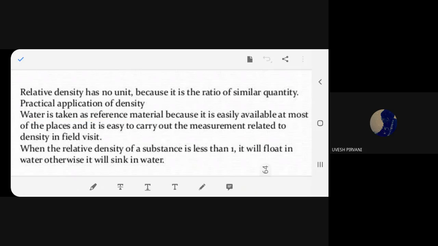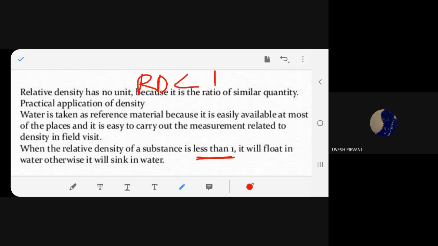When relative density is less than 1, remember it. When RD is less than 1, that means the substance will float. It has to be less than 1. If it is not, then it will sink in water. If it is more than 1, it will sink in water. Understood?